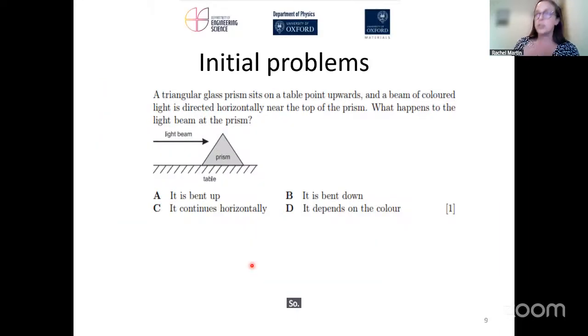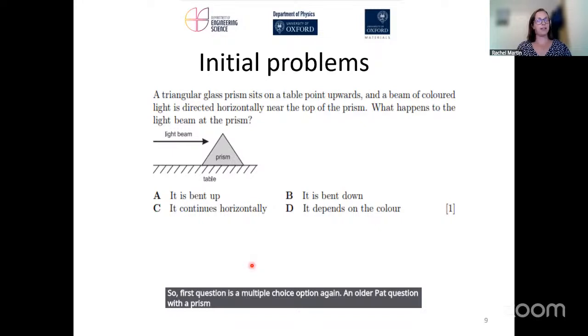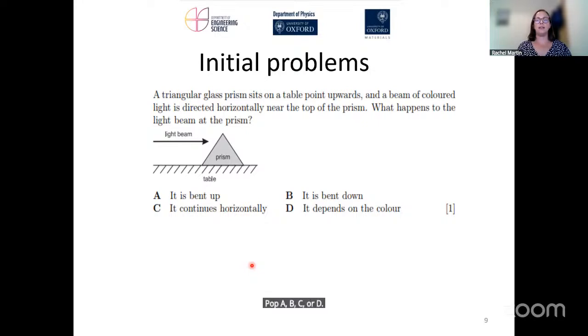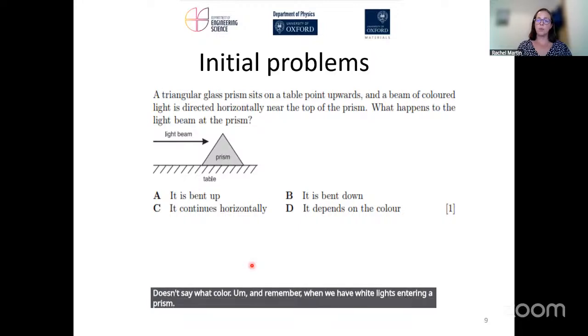So the first question is a multiple choice option again, an older PAT question with a prism. Again, read it carefully. And when you think you have an answer, pop A, B, C, or D in the chat there. I'll provide a few hints and annotations. So it is a beam of coloured light, it doesn't say what colour. And remember, when we have white light entering a prism, we have that dispersion effect.